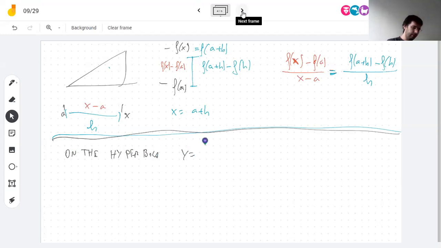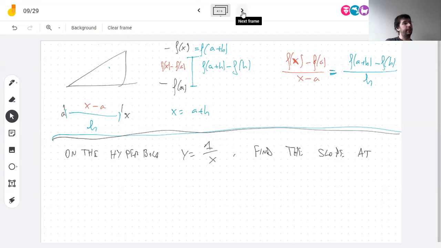Y equals 1 over x. Let's find the slope. So this is the slope of the tangent line. We've never talked in our lives about what the slope of a curve is, but from now on, we're going to say that the slope of a curve, if I was asking about the slope of a hyperbola at a point, I would say it's the slope of the tangent line.